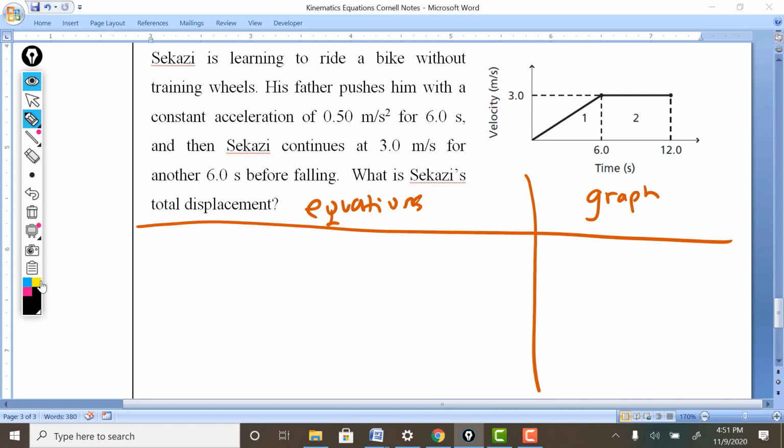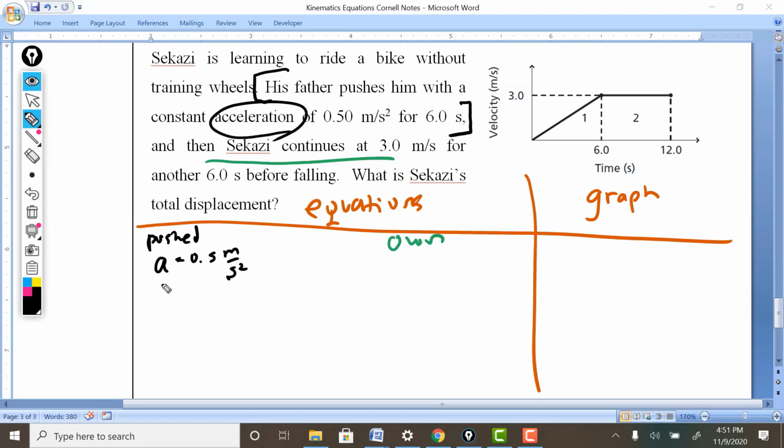So in this first case, we'll notice that at first he is being accelerated. His father pushes him with the constant acceleration for this much. Okay, he starts from rest, right? So we have the part where he's being pushed by his dad, and then we have the part where he continues on his own. Being pushed by his dad, he is being accelerated for this time, and he starts from rest. And we want the displacement. We want to know how far he goes.